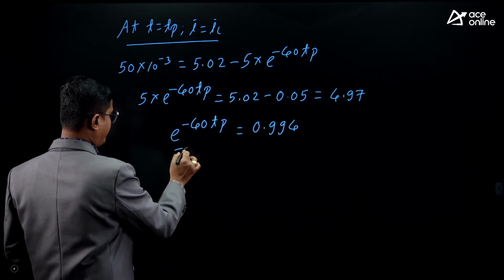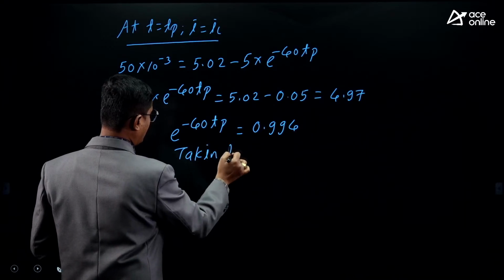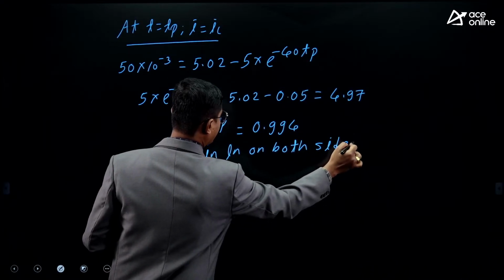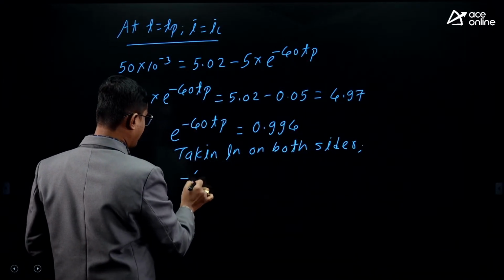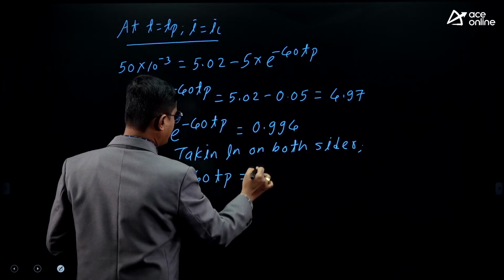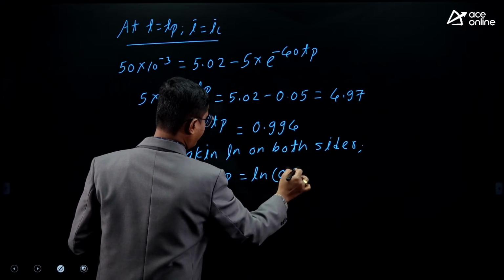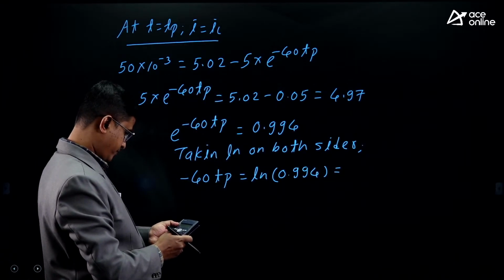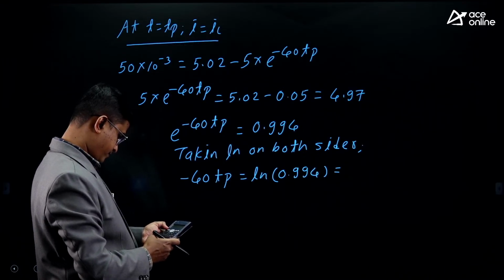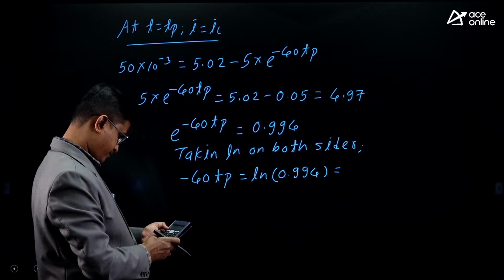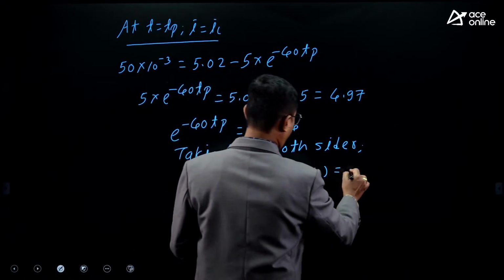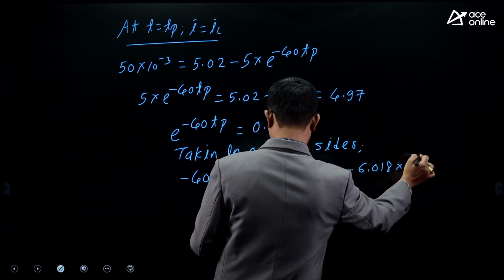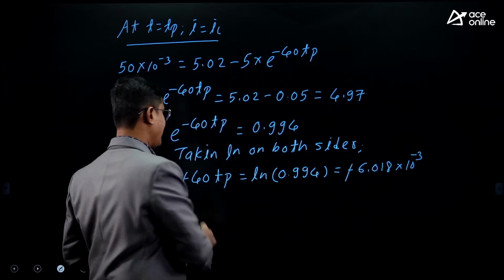Taking natural log on both sides, so therefore I can write minus 40 Tp is equal to natural log of 0.994. So it is the natural log of 0.994, which is minus 6.018 into 10 to the power minus 3. So minus will cancel out.